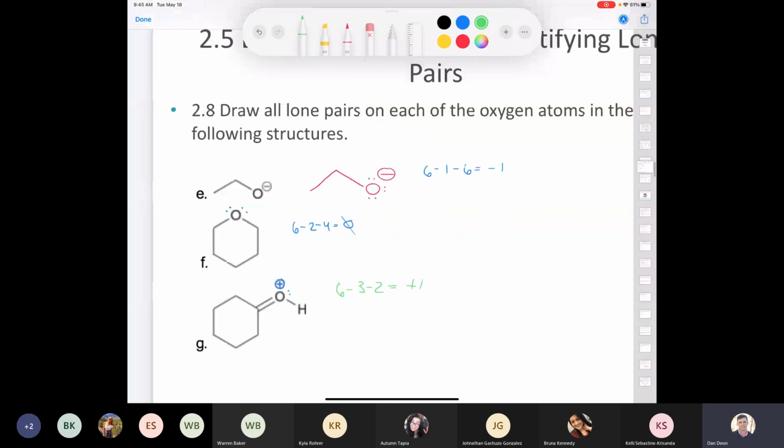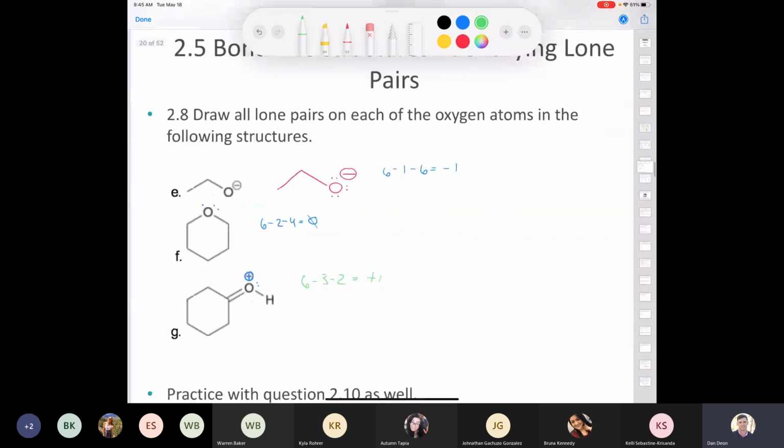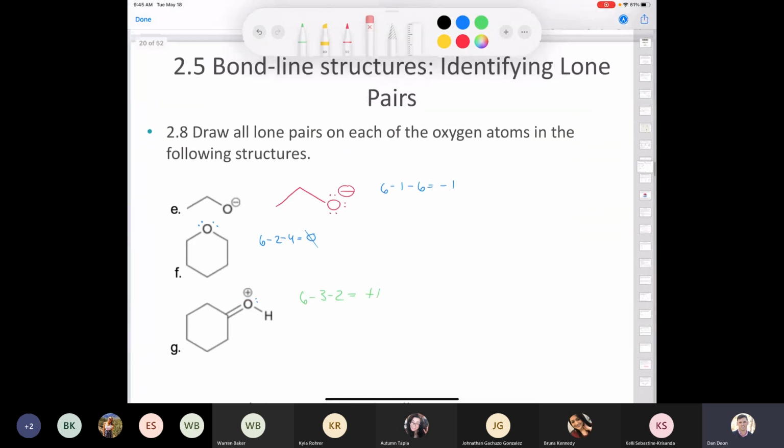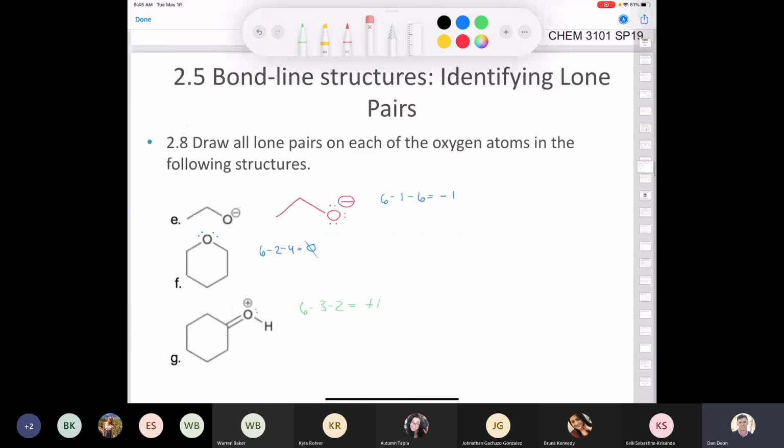And so oftentimes we'll see atoms that have charges, oxygen, nitrogen, carbon. The lone pairs will be left out, and we have to be able to fill in the lone pairs because lone pairs are going to be very important when we start to draw mechanisms later on in the class, and also when we start to draw what are called resonance structures in this chapter.